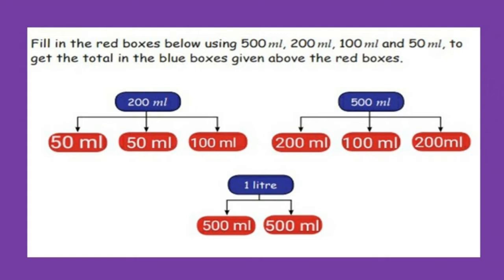The second one is 500 milliliter. If we add 100 milliliter plus 200 milliliter plus 200 milliliter, we get 500 milliliter, that is half liter. The third one is 1 liter. If we add 500 milliliter plus 500 milliliter, we get 1 liter.